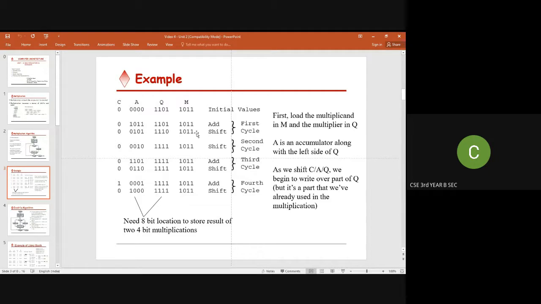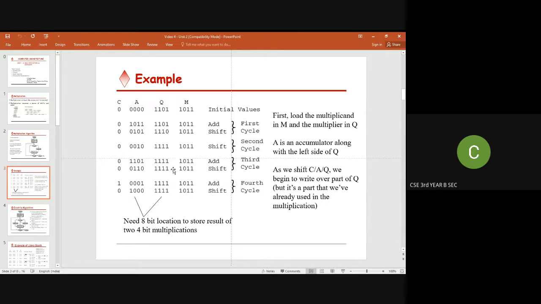In the second cycle, what is the Q naught value? See here, this is the Q naught. So Q naught is 0. So we don't want to do the addition operation, we just have to do the shift operation. Shift means 0 0 1 0 1 1 1 1 1 1 0 1. So this is the shift operation. This second cycle gets over. Now the count value is reduced by 1.